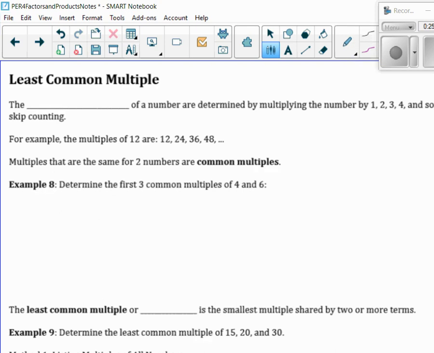Okay, so now we're going to go into least common multiple, and this is not a stretch after we've done all these. Again, we have the grade 7 way where we do multiples until we find the common one, but prime factorization is the way to go. So, the multiples of a number are determined by multiplying the number by 1, 2, 3, 4, and so on, or skip counting. So for instance, multiples of 12: 12, 24, 36, 48. Do you see what I mean by multiplying by 1, 2, 3: 12 times 1, 12 times 2, 12 times 3, or you can do the skip counting, whatever. Multiples that are the same for two numbers are the common multiples.